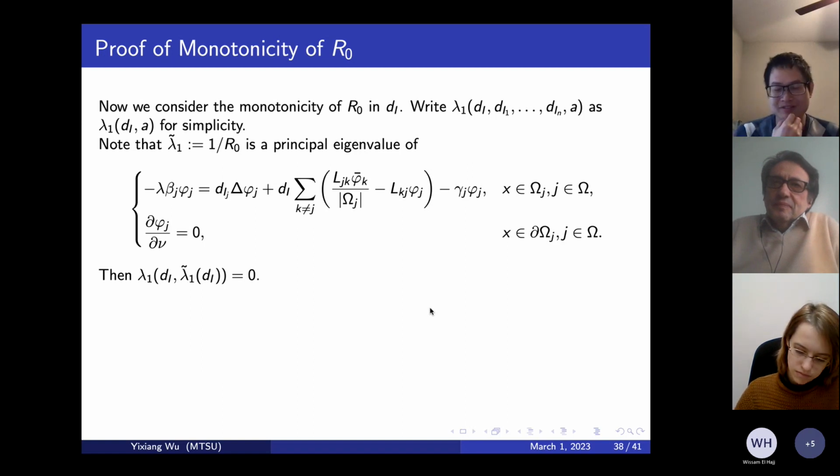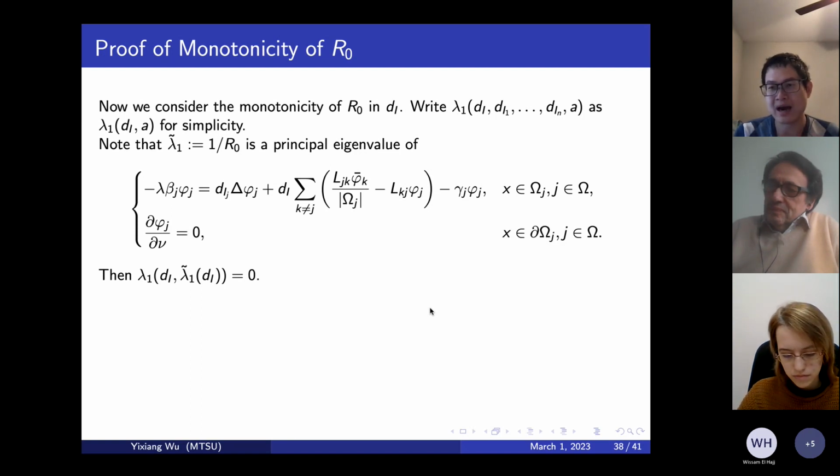Okay, this is a result in evolutionary biology. That's point 1. Secondly, even though R0 is decreasing, that usually doesn't mean the epidemic size is decreasing. So epidemic size is not going to be monotone in DI. So R0 is decreasing in DI. Yes, I think yes.